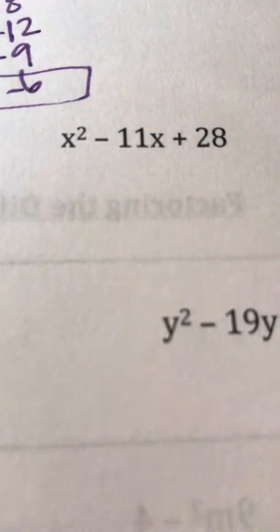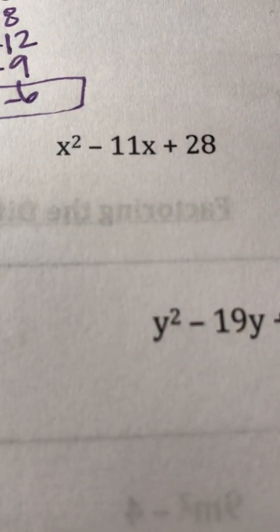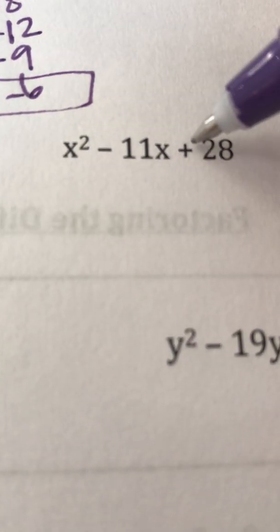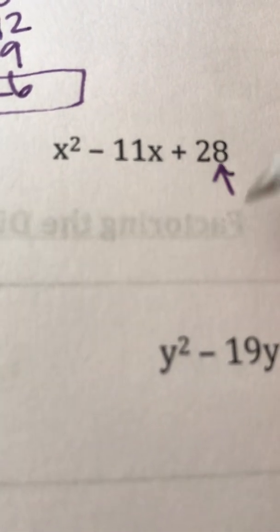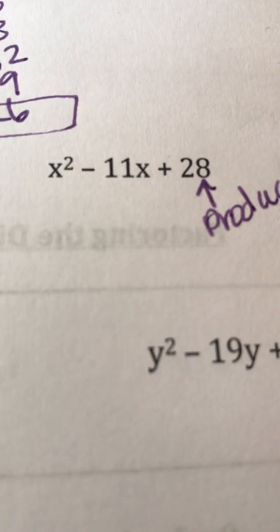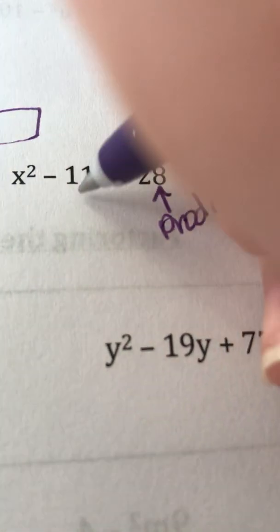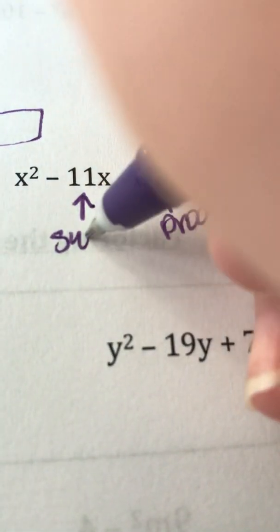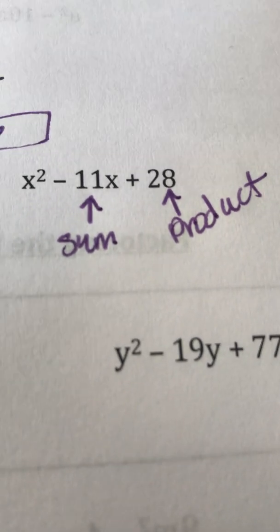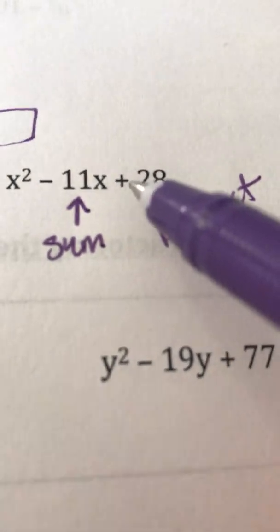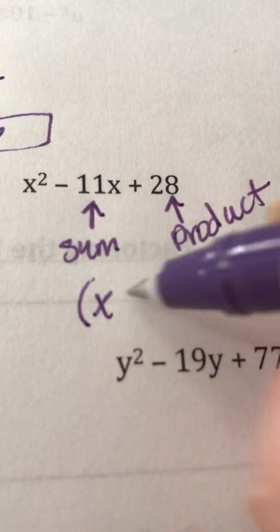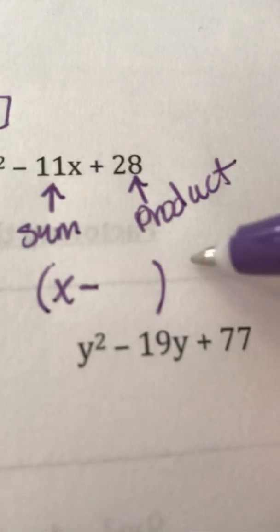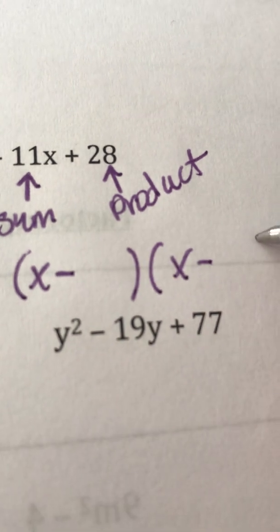All right, let's do one more together. Here we have my C, which is positive 28. So we want a product of positive 28, and we want a sum of negative 11. Now, if we have a positive C and a negative B, that tells us that we're going to have x minus something and x minus something.